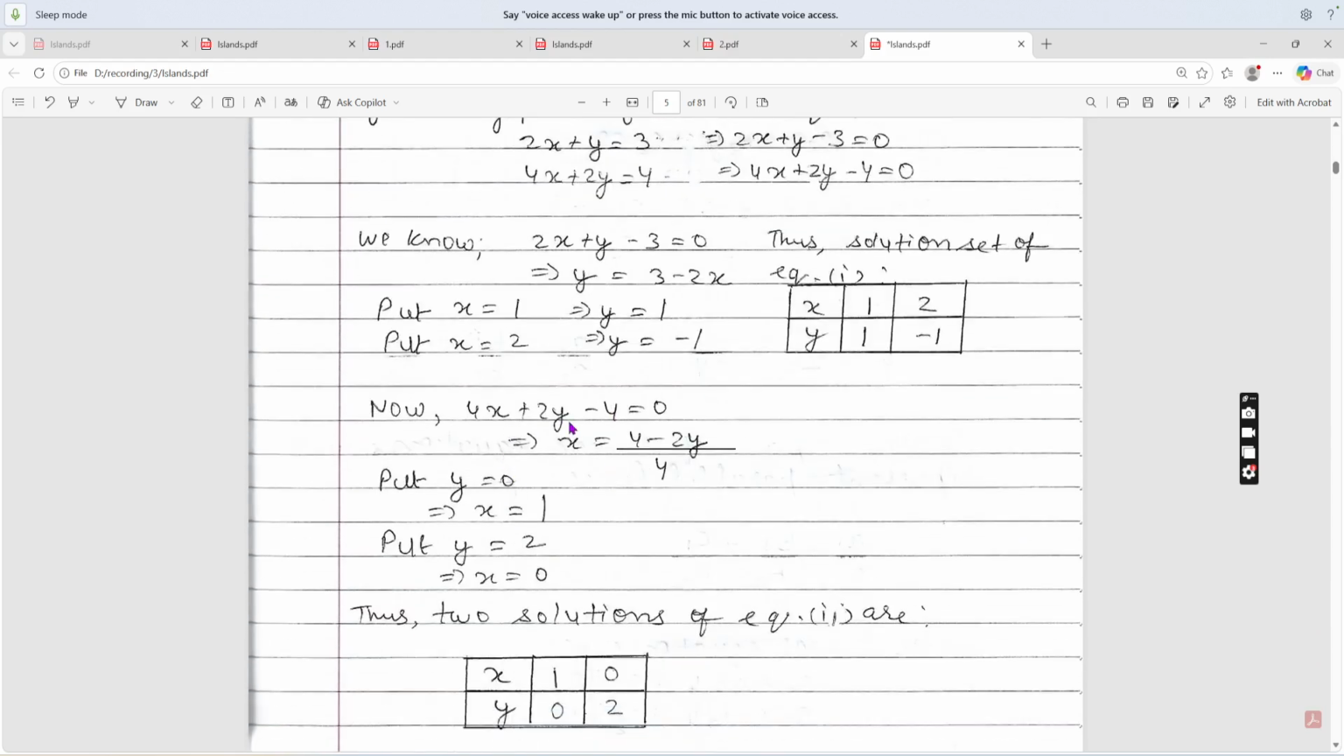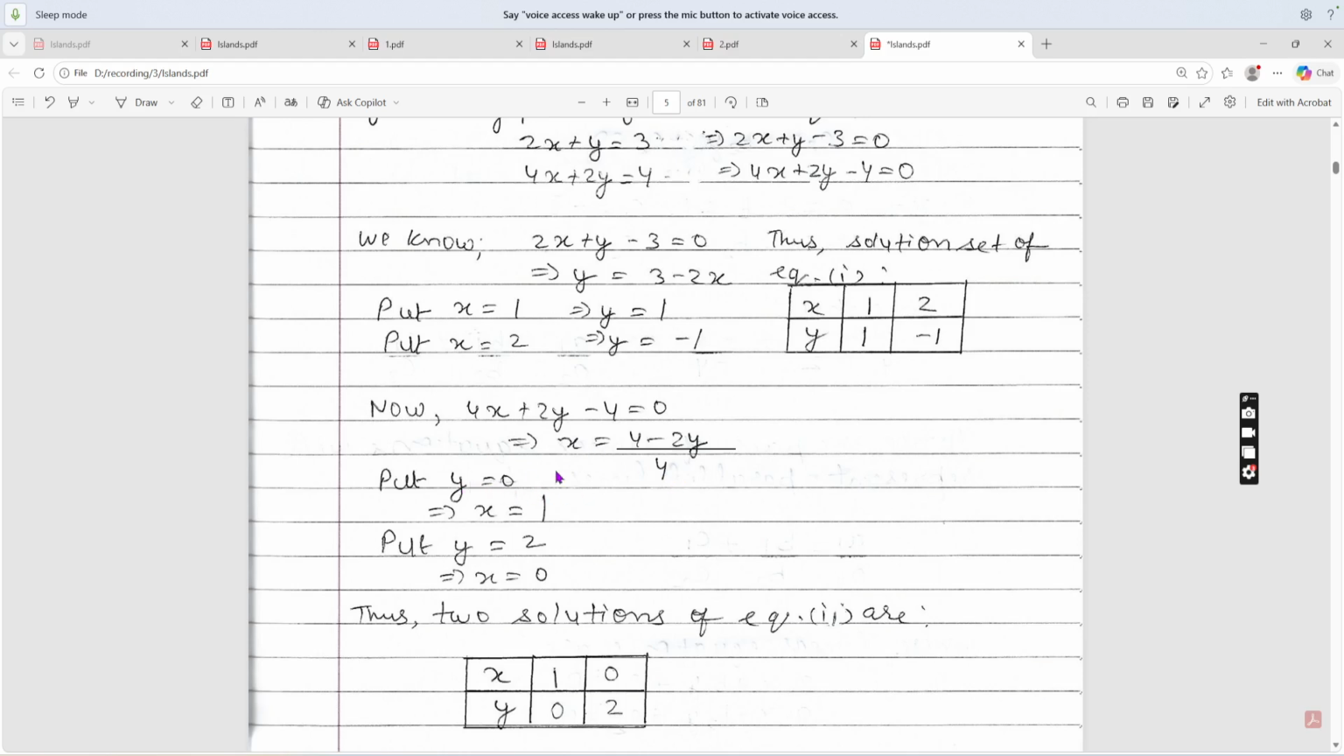Now 4x plus 2y minus 4 is equal to 0. From here we can obtain x is equal to 4 minus 2y upon 4. How? Just see, we can write 4x is equal to plus 4 and minus 2y, because -4 is shuffled from LHS to RHS and we are getting +4. Plus 2y is on the LHS. When it is shuffled from LHS to RHS, we are getting -2y. And it is 4x. 4 is in multiplication on the LHS. When it is shifted from LHS to RHS, it would be in division.